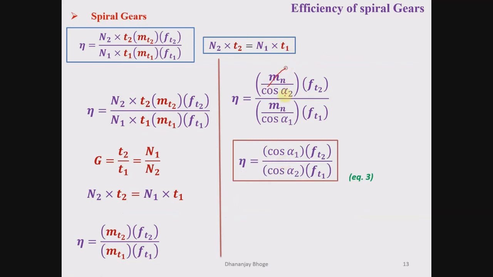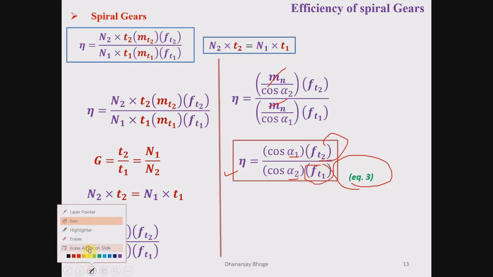So Mn is gone. So we get this equation for efficiency. Efficiency is equal to cos of alpha 1 into Ft2 upon cos of alpha 2 into Ft1. Call this equation number 3. So we have an equation in terms of helix angles and the tangential forces.